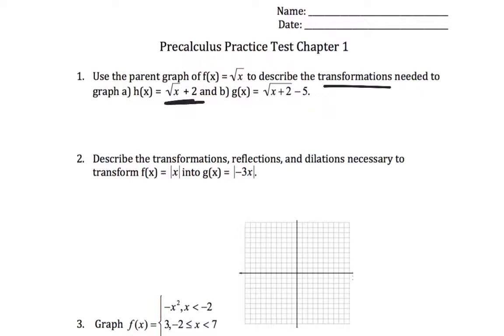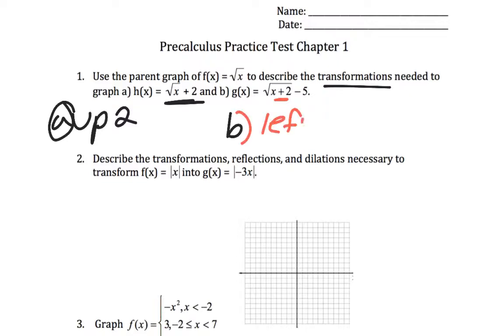So looking at this one, the plus 2 is on the outside, so that means it's going to be up and down, and it's added, so it's up 2. So that's A. And then B, looking at it, this plus 2 is on the inside of the square root, so that means it's going to be left or right. And remember, inside's always opposite, so it's going to be left 2. And then that minus 5, it's on the outside, so that means it's going to go down 5.